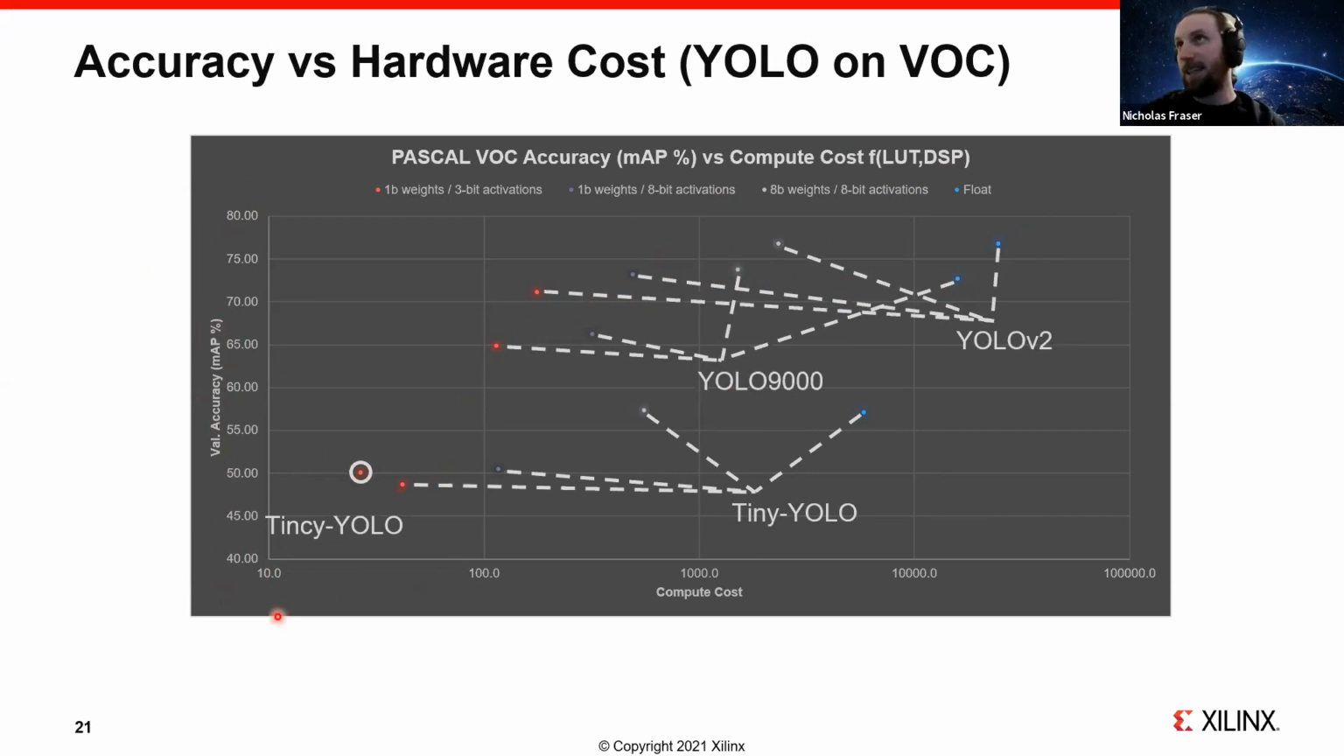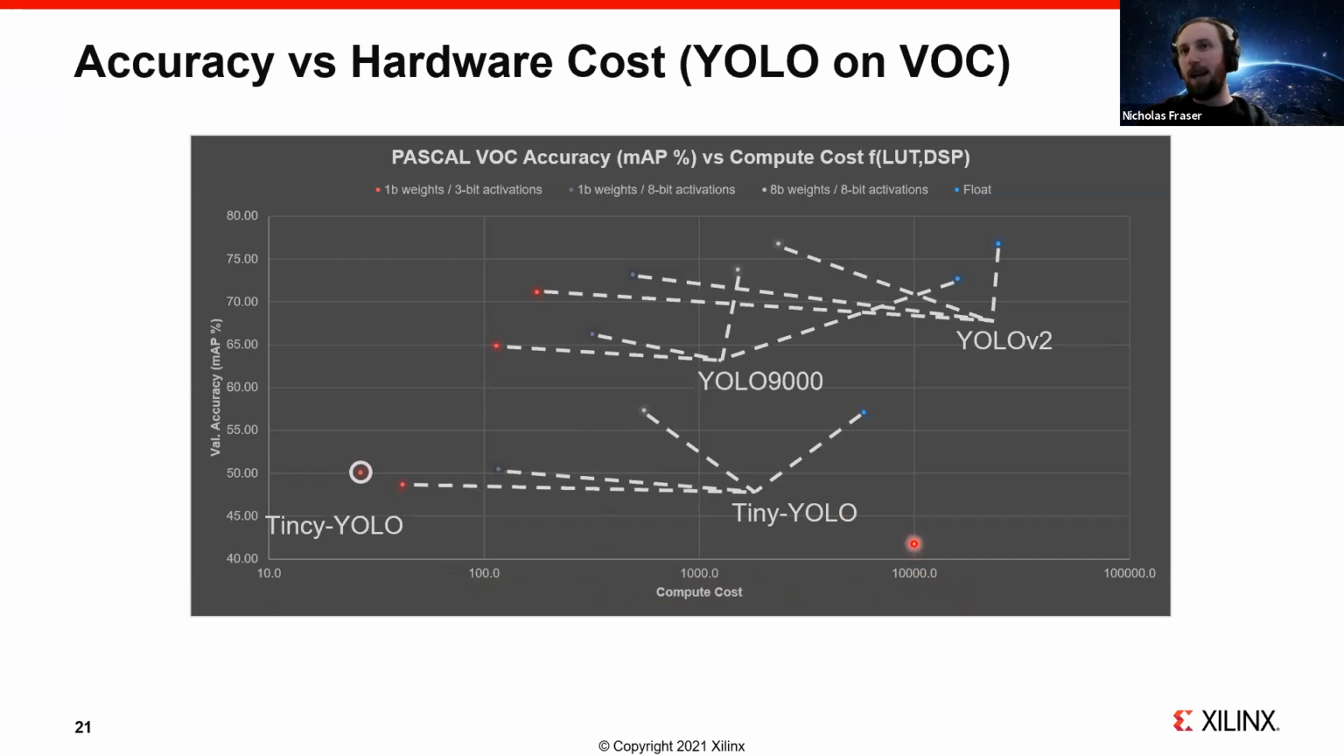Now, what's interesting is the x-axis. So the x-axis is, we've basically taken a model of the amount of resources that would be required to implement each one of these networks, with the arithmetic that we've specified, on an FPGA at a given frame rate. So let's say the frame rate is 15 frames per second, as we said before. This is a logarithmic scale over here.